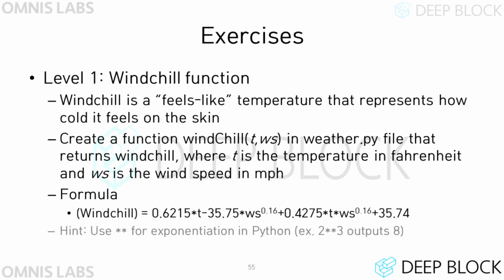Now, let's solve a practice problem. Today, we will create a function that returns the wind chill temperature. The wind chill temperature refers to the temperature a person feels, not the actual temperature. Create a function called windChill(T, WS). Parameter T is the temperature in Fahrenheit, and parameter WS is the wind speed in miles per hour.